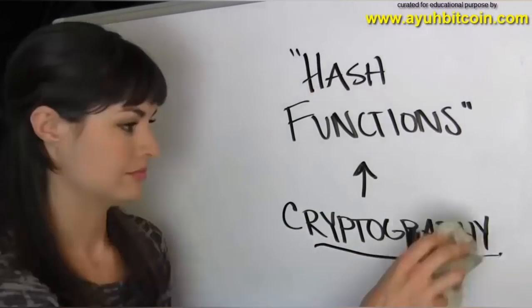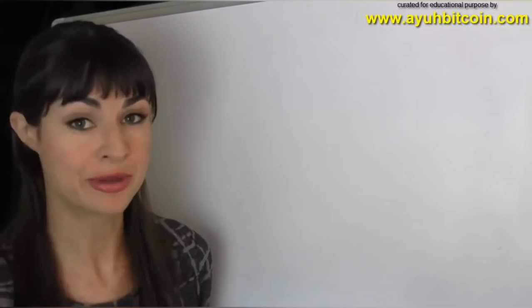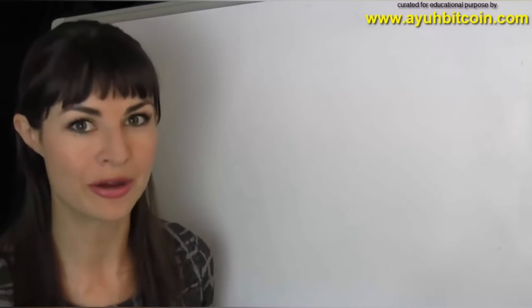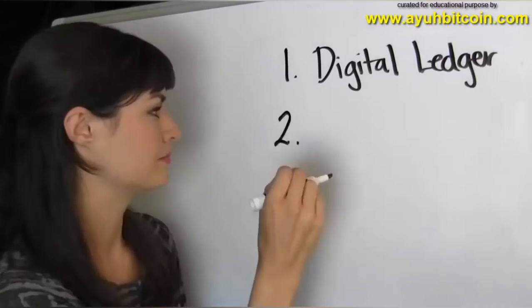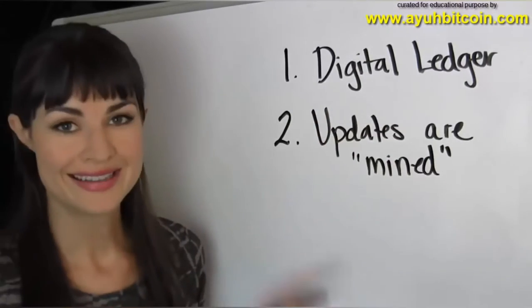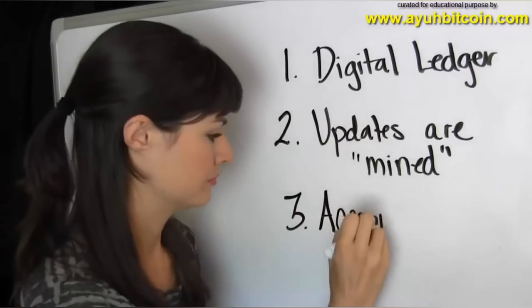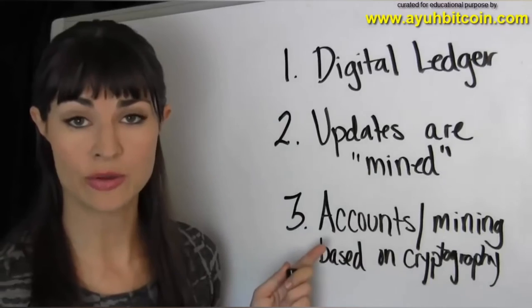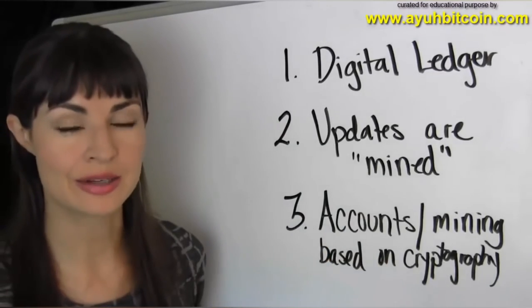And as a little bonus bit of knowledge for you, remember how mining is solving math problems? The math that those mining machines are doing are called hash functions, and they are based on cryptography. Cool, huh? So I have to say right now, congratulations to you, because thus far you already know everything you need to know about a blockchain. First, that it's a digital ledger. Second, that updates to it are mined. And third is that the account system, you know, the sending and receiving bit, as well as the mining system, is cryptography.